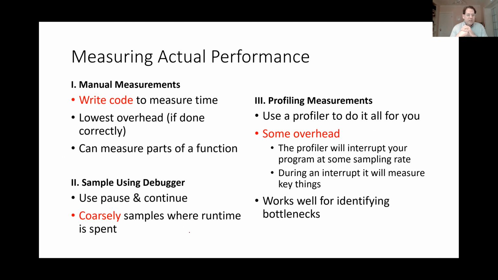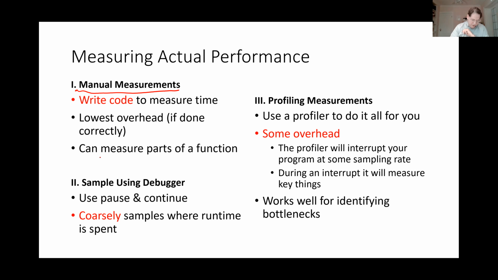I'm going to go over three different techniques. The first one is manual measurements, where we write code to measure time. The advantage of this is it's got very low overhead. If you do it correctly, it doesn't impact the runtime of your program much. There's a problem sometimes when you're measuring that you might disturb the thing you're measuring, but manual measurements don't disturb it very much. You write a little bit of code, it doesn't slow your program down much, and you get pretty accurate answers.